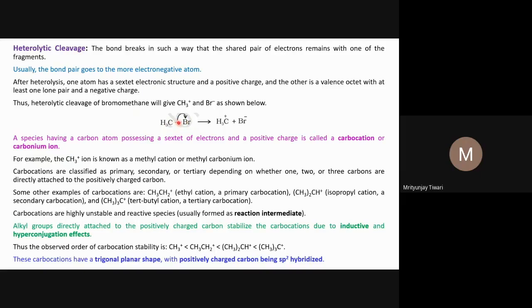So 8 electrons, total electrons become 8. And since out of these 8 electrons, 2 electrons of the shared pair are shifted towards the bromine, this carbon will have only 6 electrons in its valence shell.